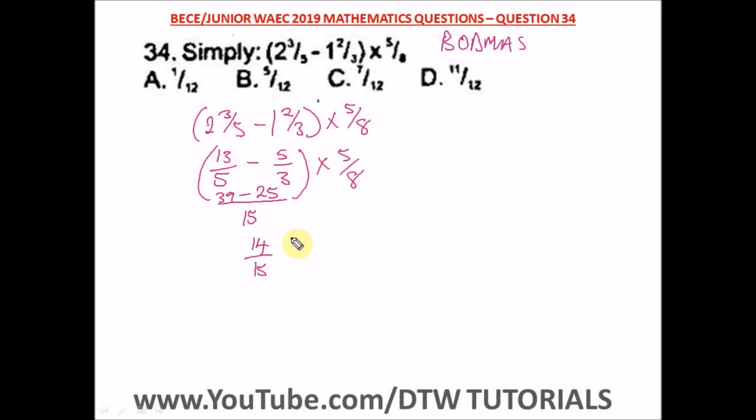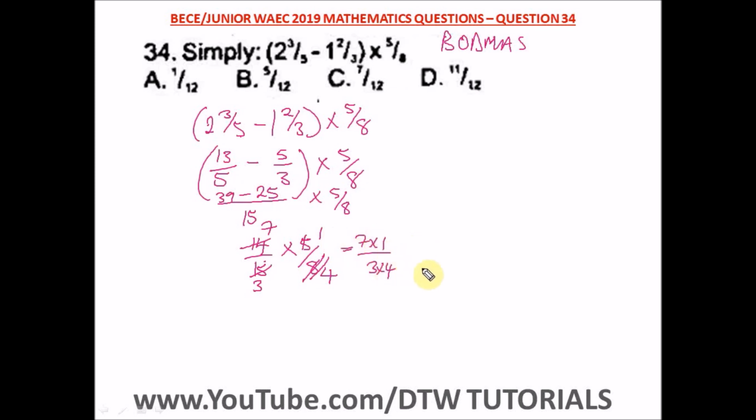So let's drop this multiplication here, times 5 over 8. So let's cancel out 5 here. 5 in 15 will go how many times? 3 times. 2 can go here in 8, 2 will go in 8 how many times? 4 times, and 2 will go in 14 how many times? 7 times. So we're left with what? 7 times 1 over 3 times 4.